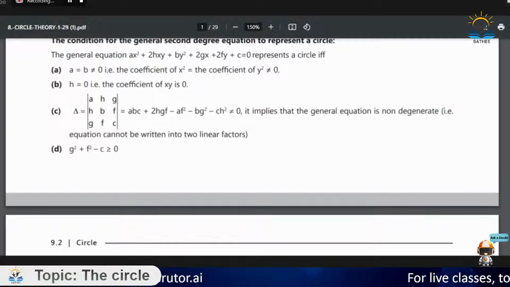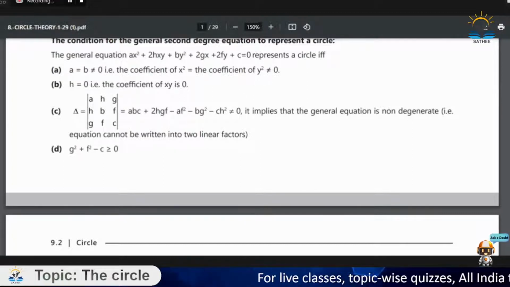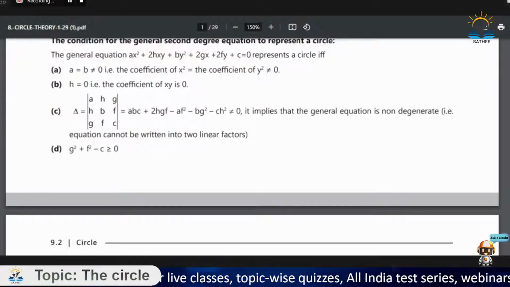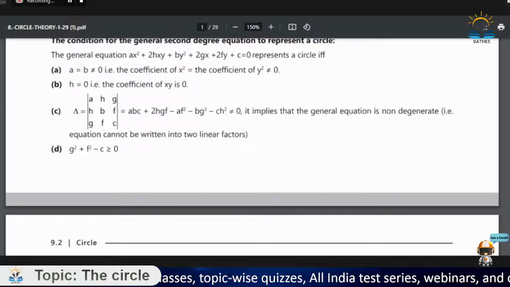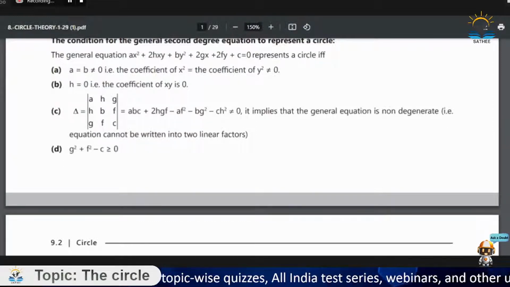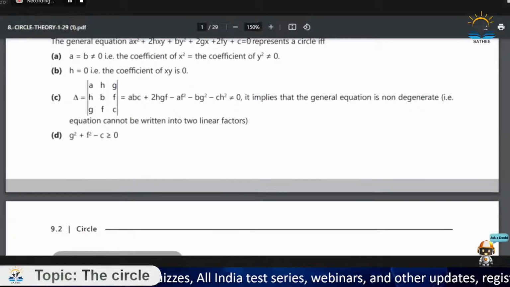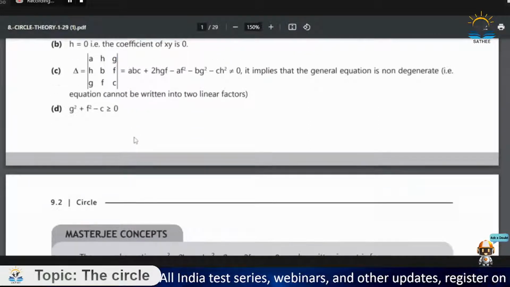The third condition says delta, which is equal to the determinant of this quantity, should not be equal to 0. It implies that the general equation is non-degenerate. That is, the equation cannot be written into two linear factors. The fourth condition says that g square plus f square minus c is greater than or equal to 0 to represent a circle. That is, either it will represent a circle or it will represent a point circle.